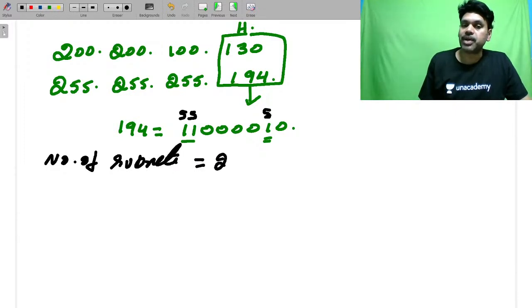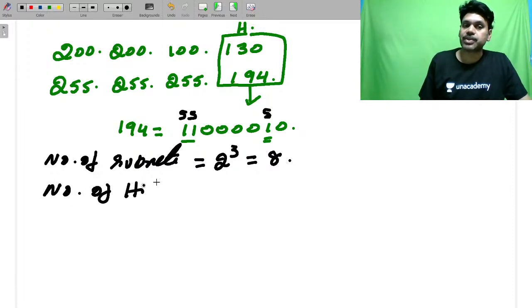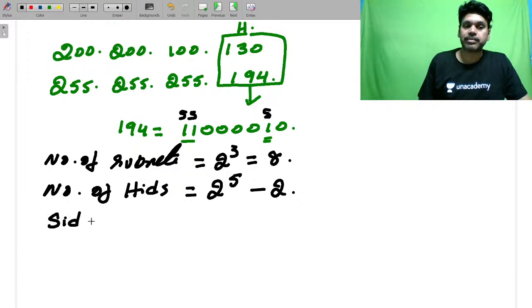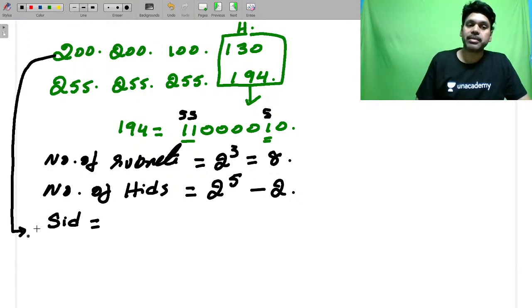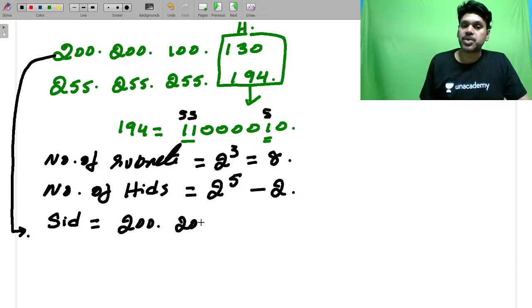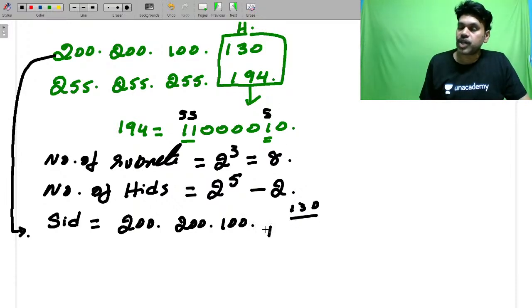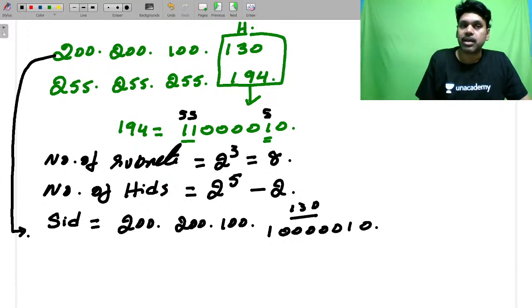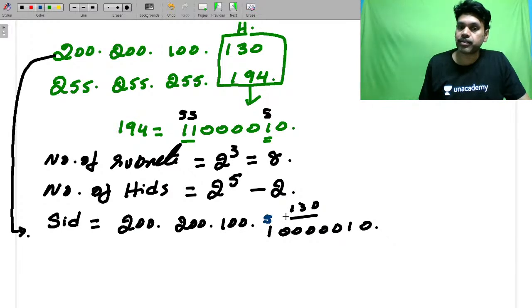Now you know the first two questions. Number of subnets: 3 ones, so 8. And number of HIDs: 5 zeros. And he is asking for the subnet ID. Write your IP to get the subnet ID. So the first 3 octets we are going to drop as it is. So 130, you write it in binary. What is 130? 128 is on and 2 is also on. Right? So what are the subnetted positions? According to this, the first 2 bits are subnetted and the last-before bit is subnetted.